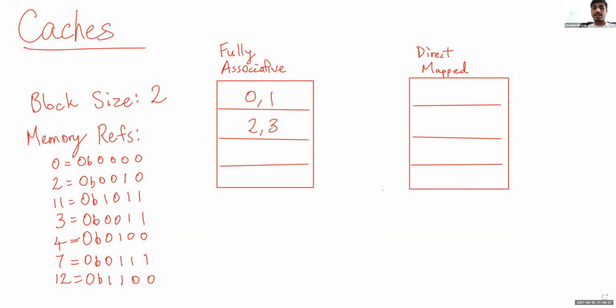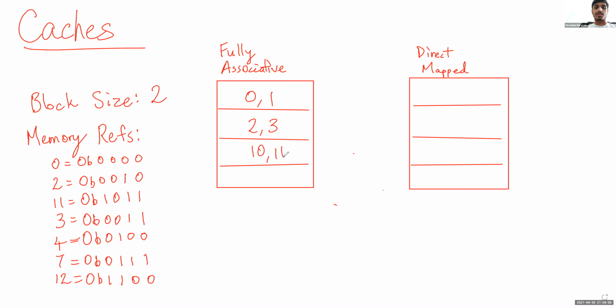So what do we do when we bring in address 11? Looking at the binary, the last bit is set to a 1. We want to start at an address that ends in a 0, which is going to be 10, because you just subtract 1. So we're going to load in 10 and 11. That's that block size of 2 again.